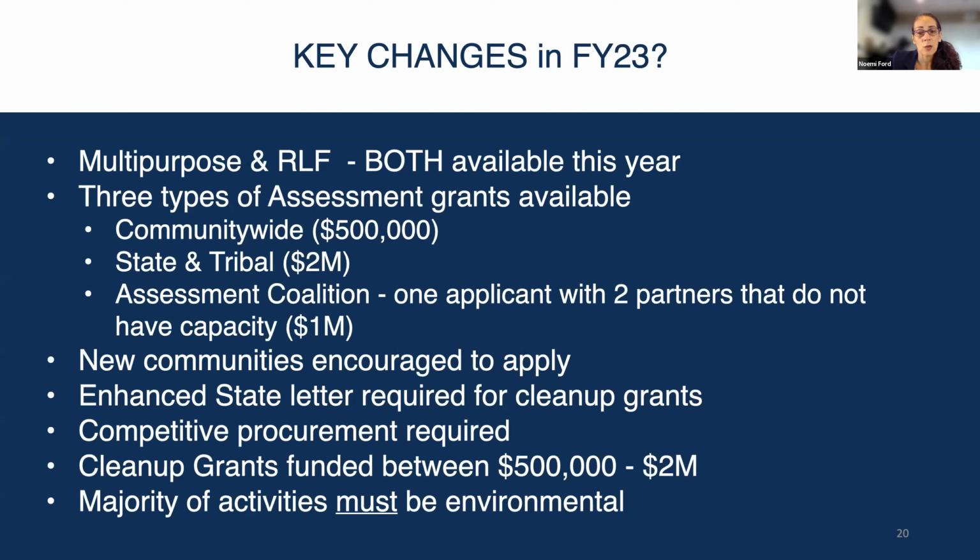Competitive procurement, that's always been part of our process, but we are leaning in on ensuring that competitive procurement is done not only to the federal standard, but to your own policies and procedures. Again, our cleanup grants, higher amounts than in the past, are being funded up to $2 million. And just understand, if you're applying for EPA funding, that the majority of activities really should be around environmental activities. Even though we allow for other activities, the majority still needs to be environmental. Next slide.